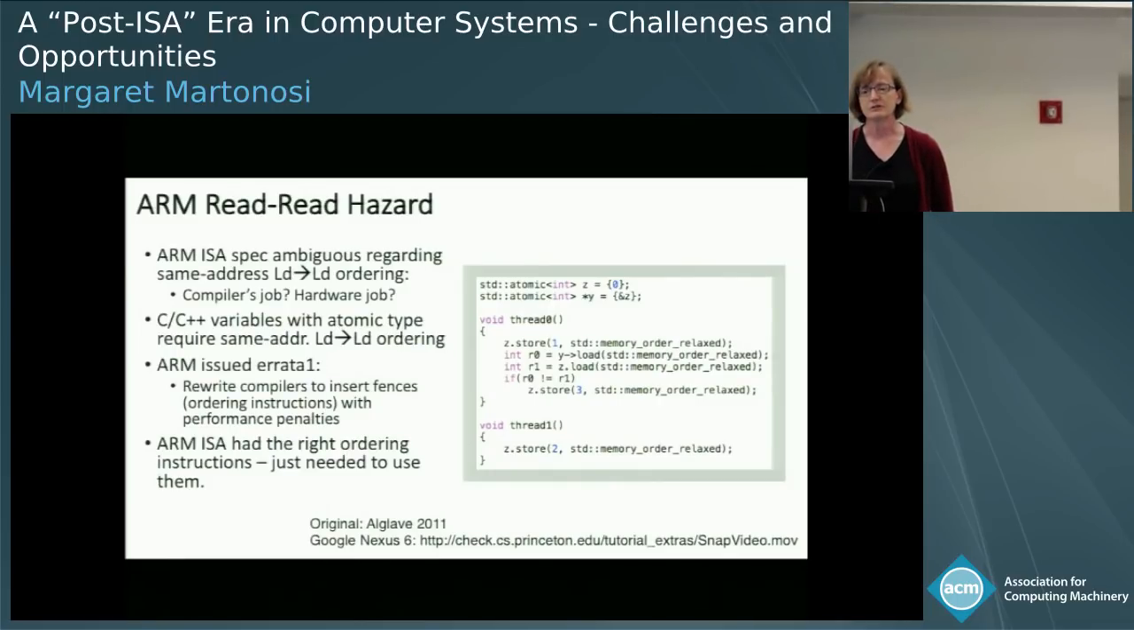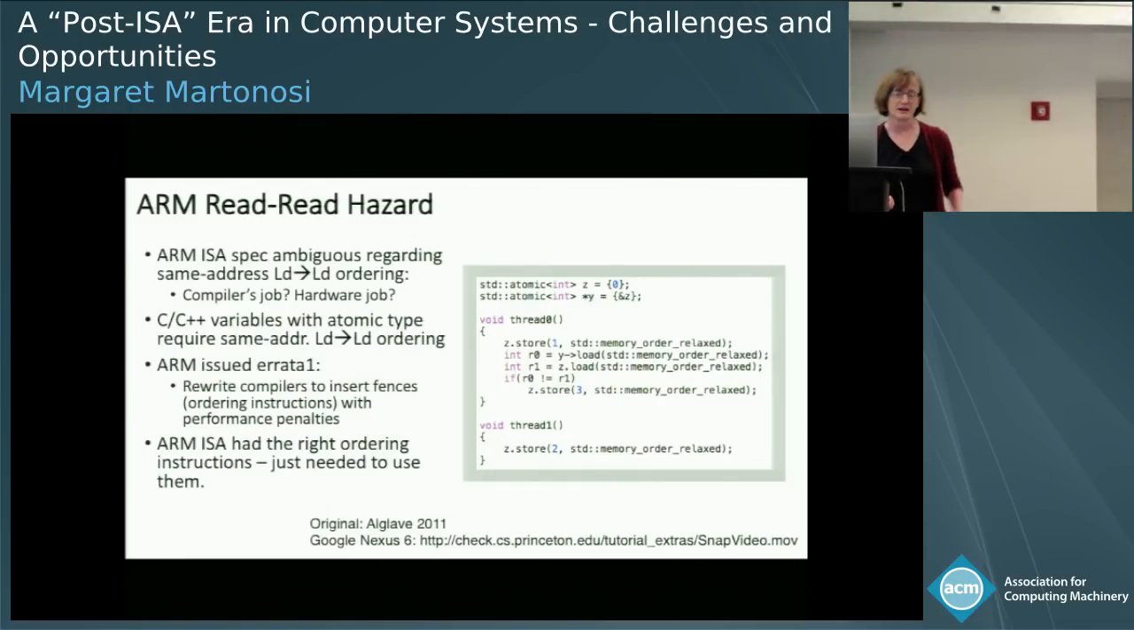So what did ARM do? This is a case where you could either say we should fix all the compilers, or you could say we should fix all the processors. Our stance is it's not super material whose fault it is, but it's important to be able to verify these things across the full hardware-software spectrum.